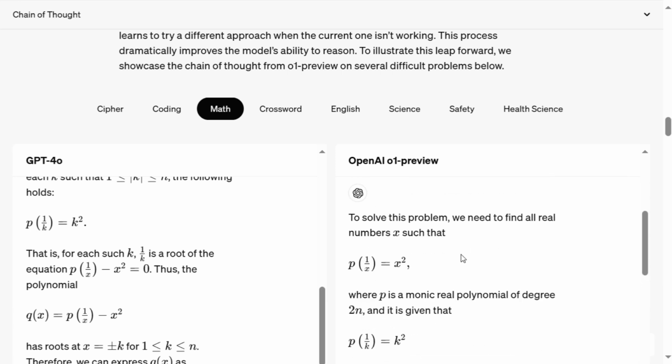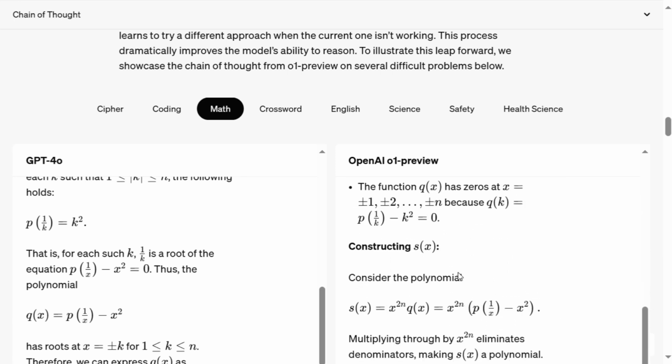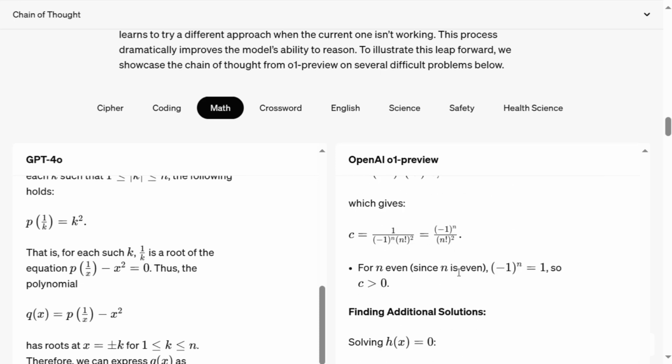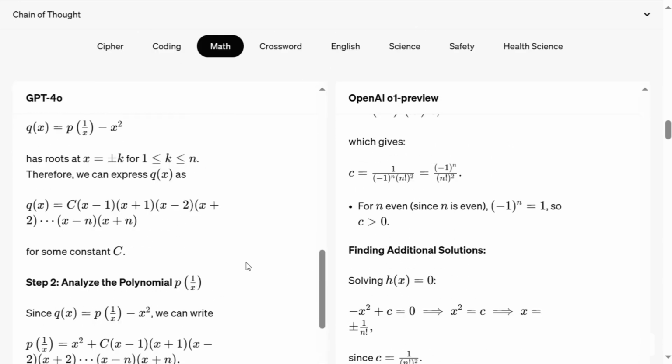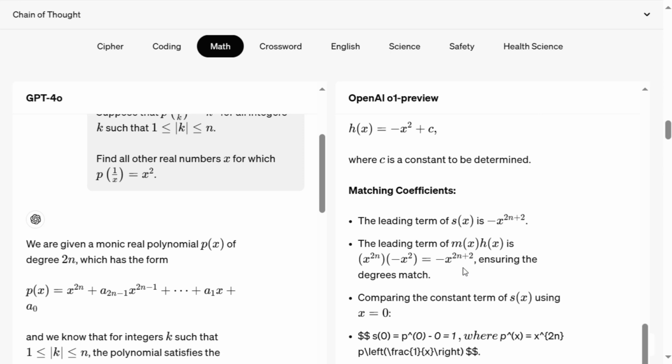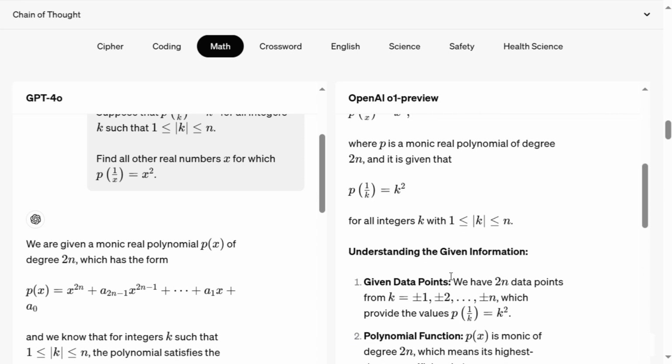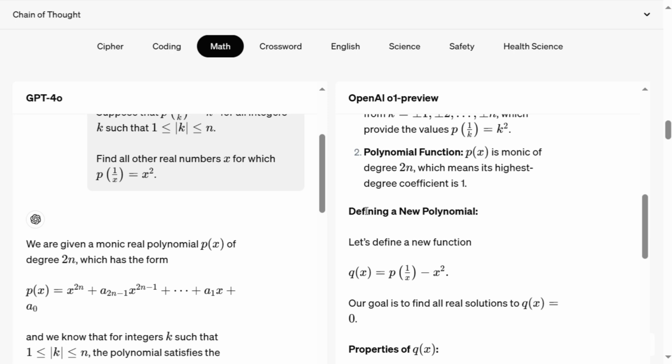Now it has started to solve this problem. We need to find all real numbers x. Factoring, determining. As you can see, the answer is very detailed compared to GPT-4o. It is giving you the steps, but it is also giving you the prefix and the suffix that would be required, like assumptions, different points that you would require, and what the steps would be.